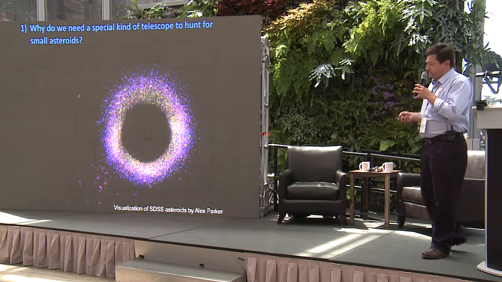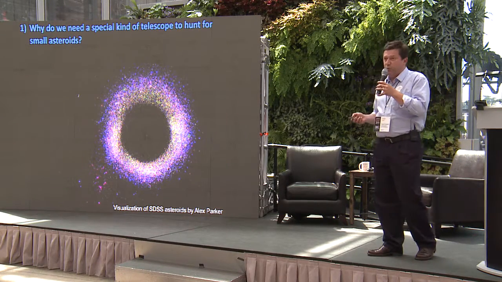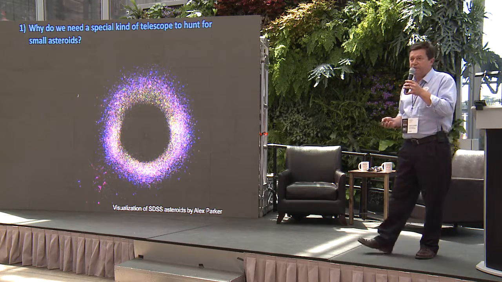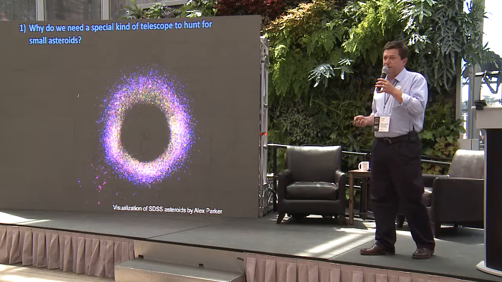So I will first spend a few words explaining why it is hard to find these small objects, and why we need a special kind of telescope. And then I'll tell you a little bit more about this new special kind of telescope, LSST, and how exactly we will find these new objects.